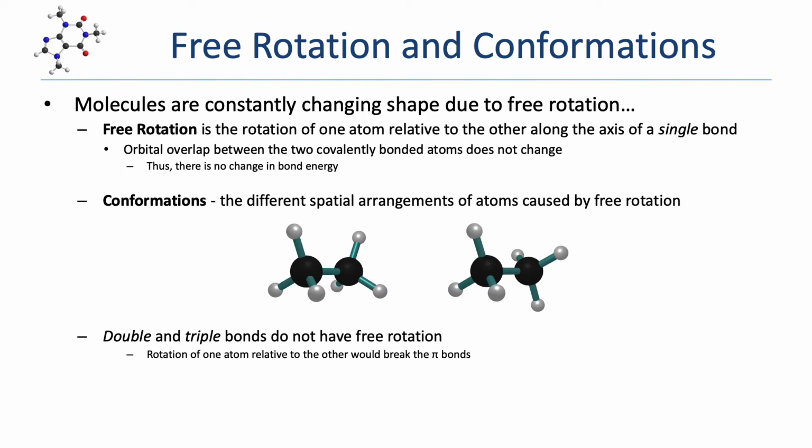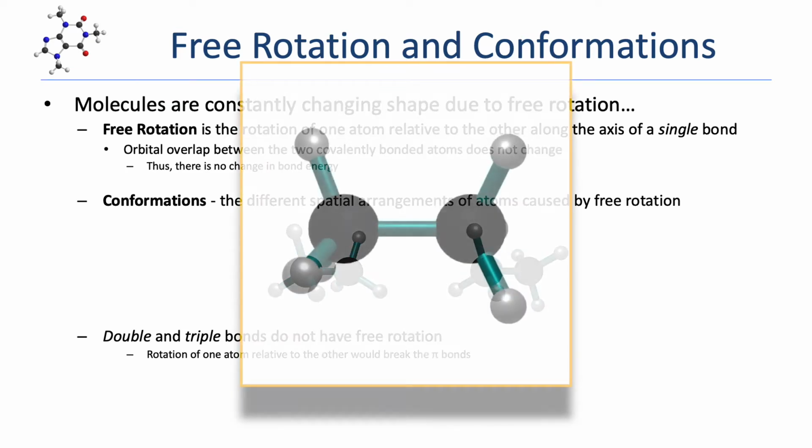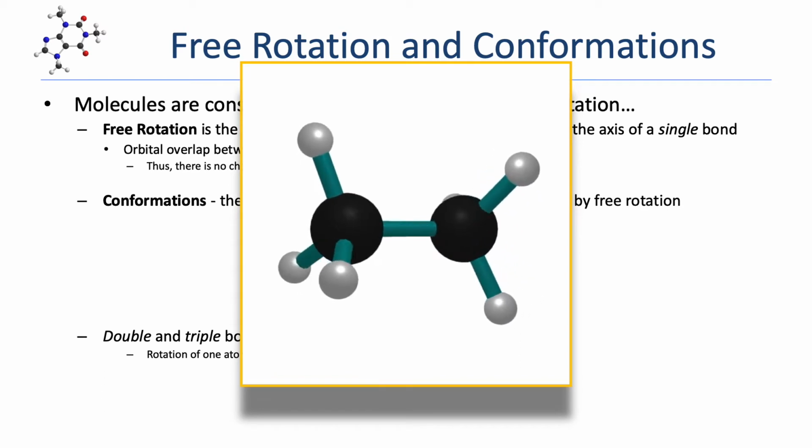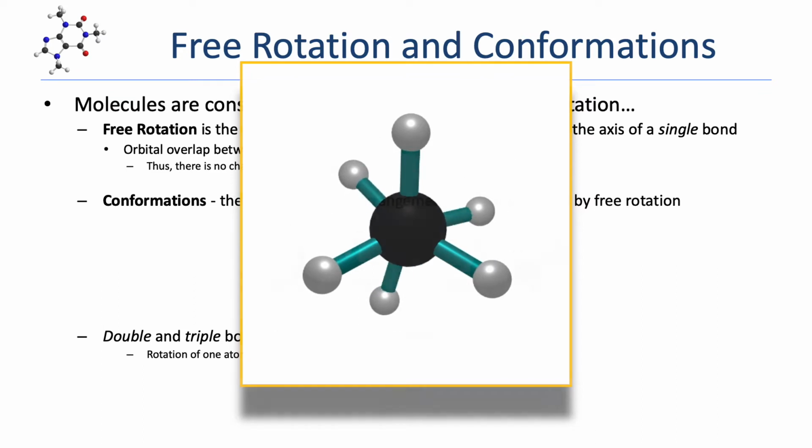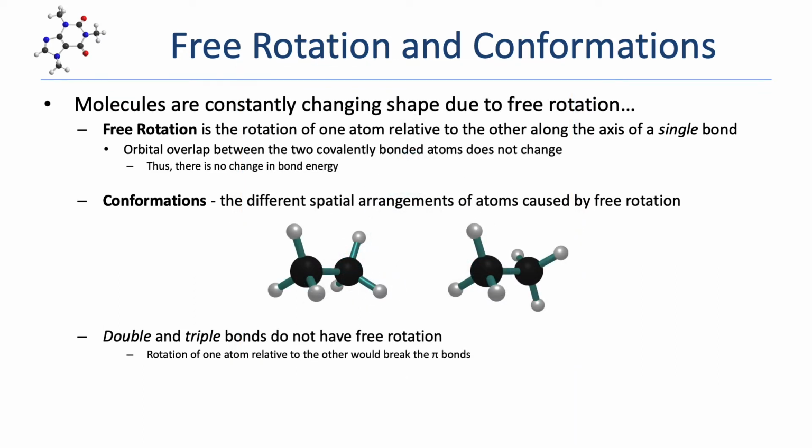And because there's no change in the orbital overlap, there's no change in the bond strength. Because of free rotation, molecules are constantly changing shape. We can look at a 3D model of ethane, and we can see the free rotation occurring along the carbon-carbon bond. The different shapes that a molecule can take on because of free rotation are called conformations. So here I have two conformations of ethane. You can see that the two models have the same atomic connections, right? We have two carbons bonded to one another, each carbon bonded to three hydrogens. But the two models have different shapes. They're different conformations of ethane.